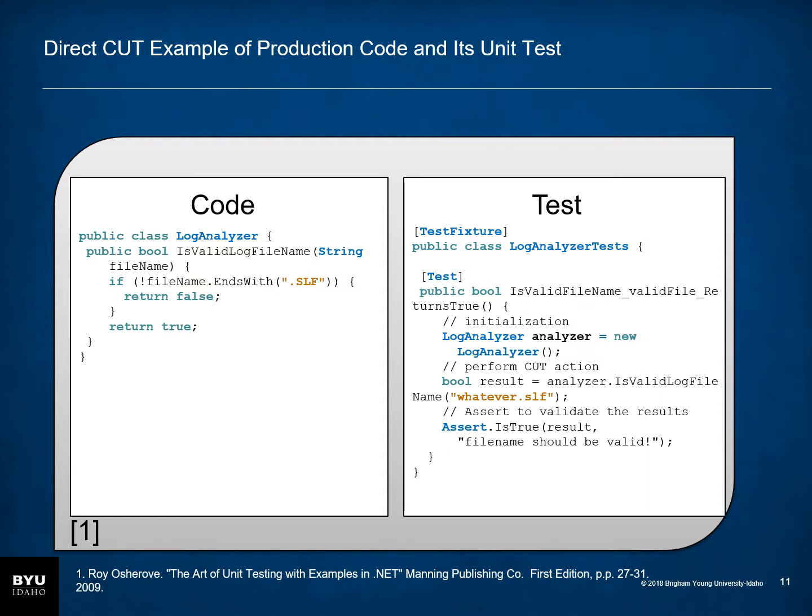Notice that the class LogAnalyzer is the CUT. It only has one simple method, IsValidLogFileName. In this code, only a file name that ends with .SLF in all caps is a valid file name. In the test, notice that NUnit uses the usual C# decorator pattern.